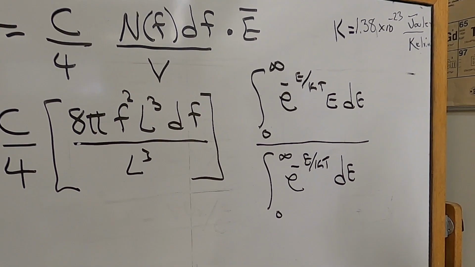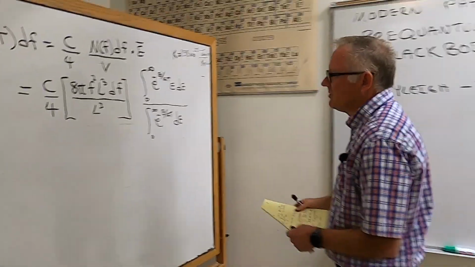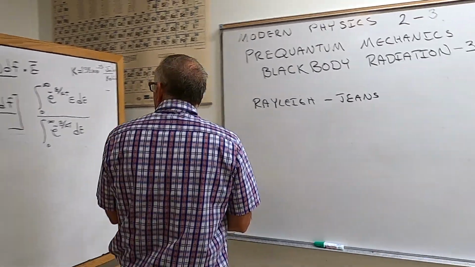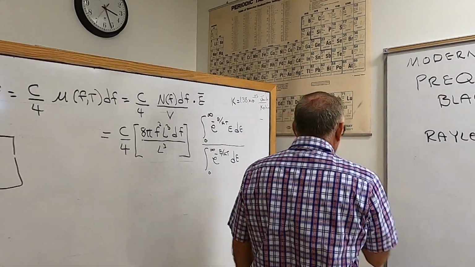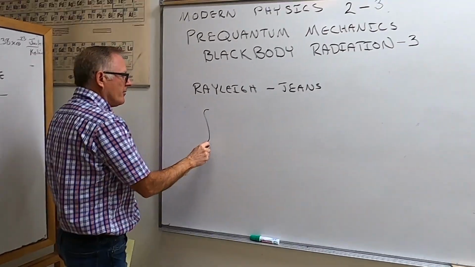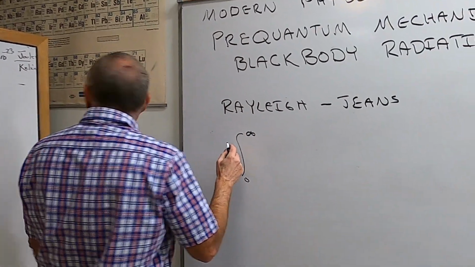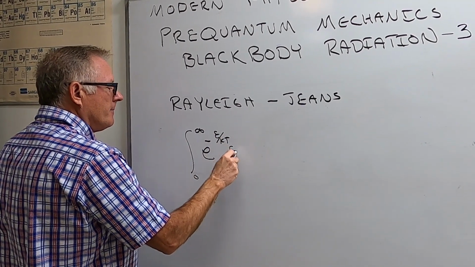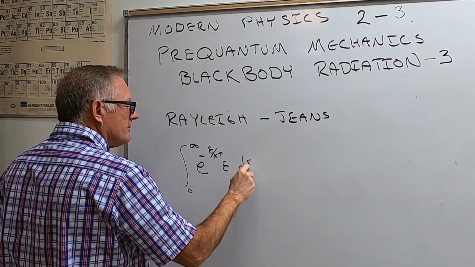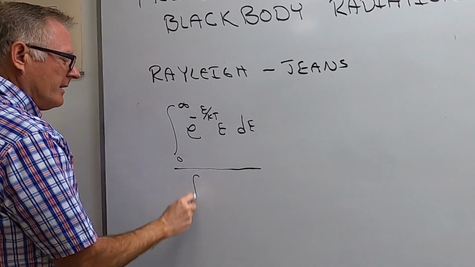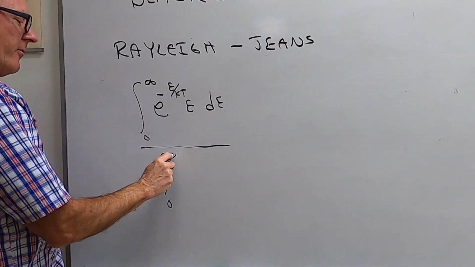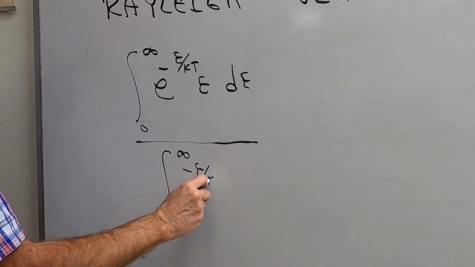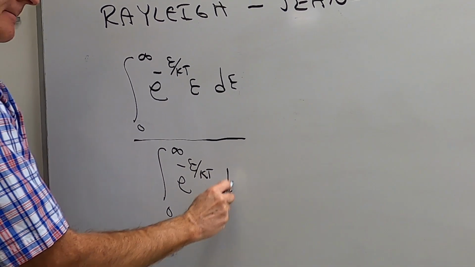So this is what we want to integrate right here. That's where we're going to start, and hopefully it gives me that curve. So let's first try to do this integral right here. We have the integral from 0 to infinity of e to the minus E over kT times E dE, all over the integral from 0 to infinity of this without the E, just e to the minus E over kT dE.